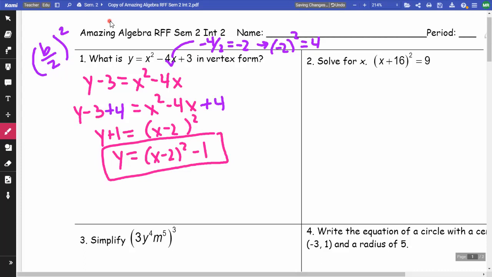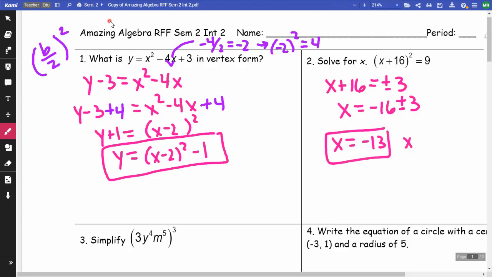On number 2, we're solving this. This is actually in the nice completed square form. So we're going to take the square root of both sides. So I'm going to have x plus 16 is equal to plus or minus 3 when I square root both sides. And I'm going to get x is equal to -16 plus or minus 3. And so I'm going to get two answers. One's going to be -16 plus 3, which is -13. And the other one is going to be -16 minus 3, which is -19. And those are our two answers.